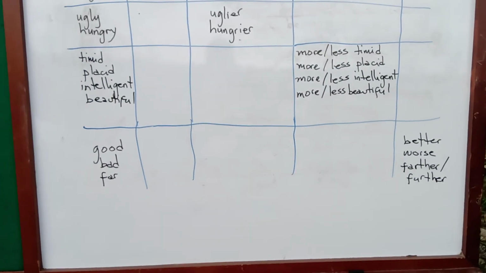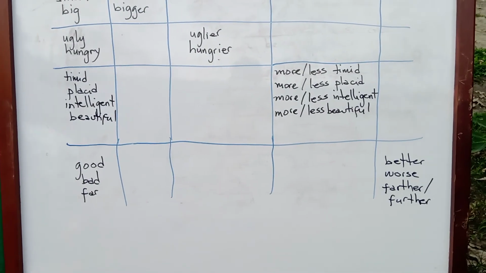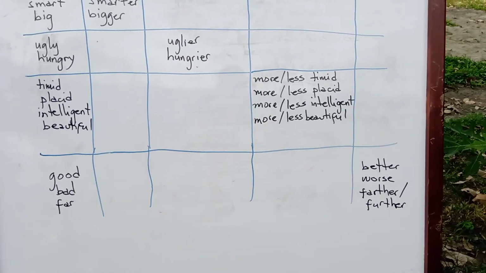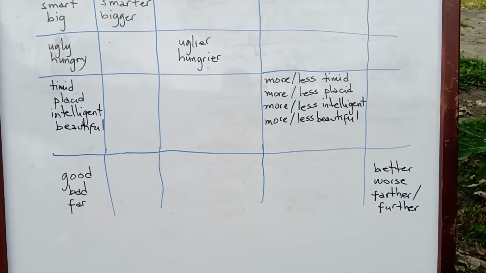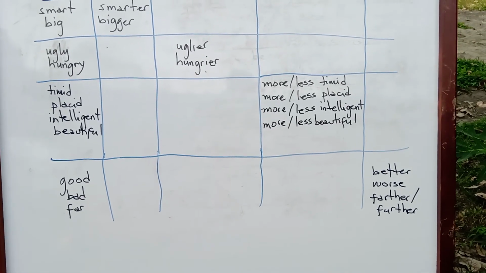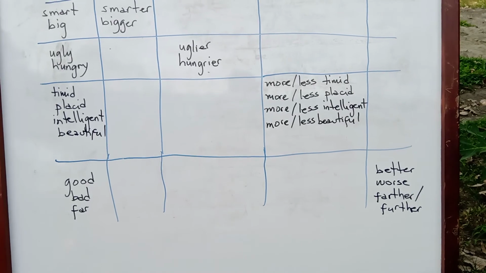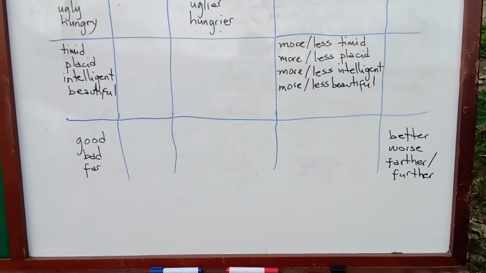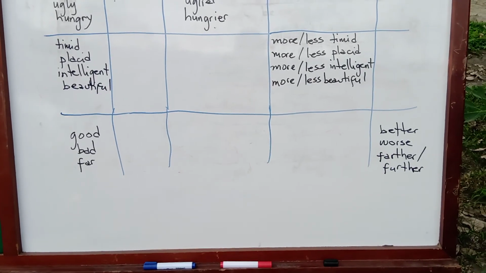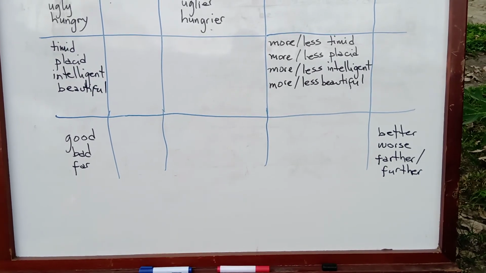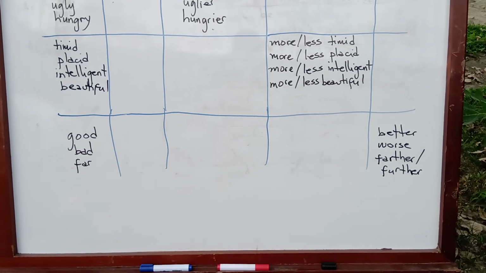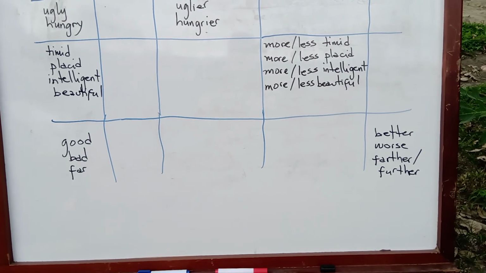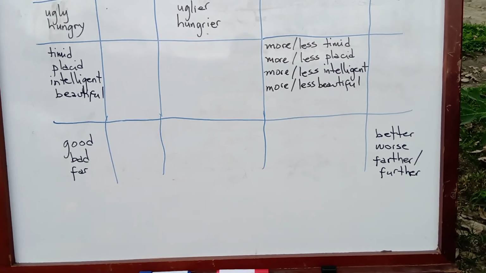When we have two or more syllables, we are going to write more or less. More timid, less timid. More placid, less placid. More intelligent, less intelligent. More beautiful, less beautiful. And we have those that are irregular. They do not follow any rules. So, good, better. Bad, worse. Far, farther, or further.